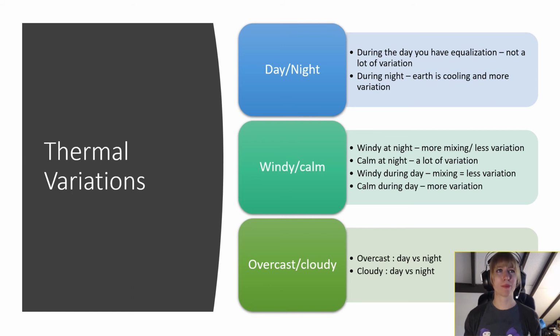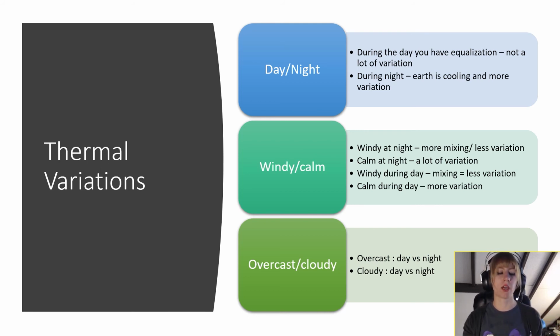So we have thermal variations on Earth because of these temperature changes. So during the day, you're going to have convection and advection, which mixes the atmosphere. So during the day, you have equalization, not a lot of variation. At night, Earth is cooling, leading to more variation. So you'll have it be more windy at night than it is during the day, especially by the ocean. If you have a calm night, you're going to have a lot of variation. If you have windy during the day, there's mixing and less thermal variation. And if it's calm during the day, you're going to have more thermal variation.